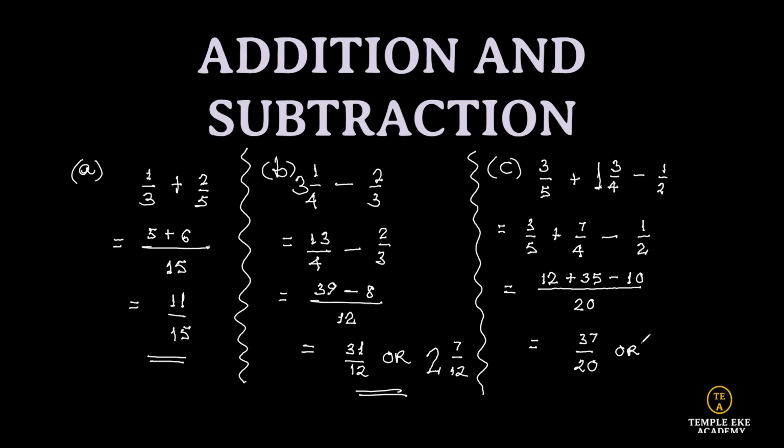Only we can express it as a mixed fraction. 20 divides into 37 only once, that's 1. Remainder 17 over the original divisor, which is 20. Our final answer. Very simple. So that's how addition is done. Let's proceed into the next area.